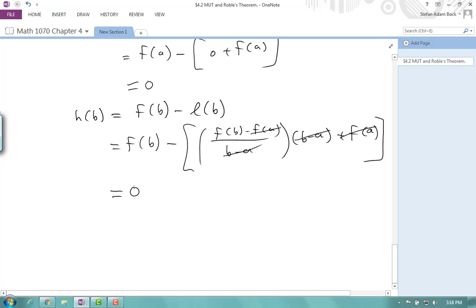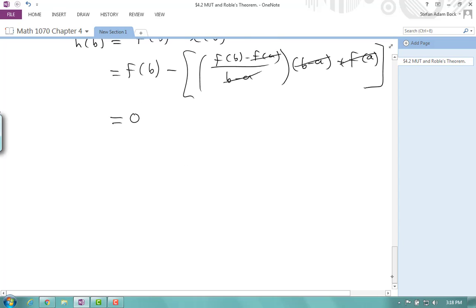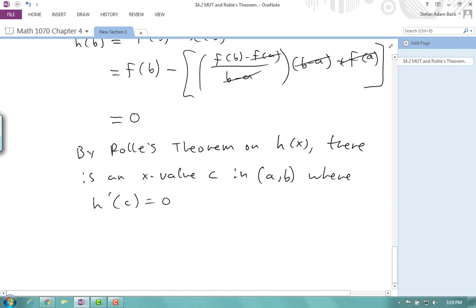So now h(x) is a differentiable function, and on the endpoints of the interval from a to b, it's equal to 0 for both points, which means I can apply Rolle's theorem to my h(x). So by Rolle's theorem on h(x), there is an x value c in (a, b) where h'(c) is equal to 0, because h(x) was a differentiable function, h(a) was equal to 0, and h(b) was equal to 0.